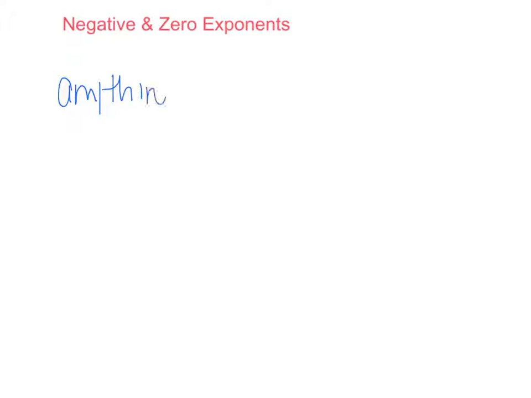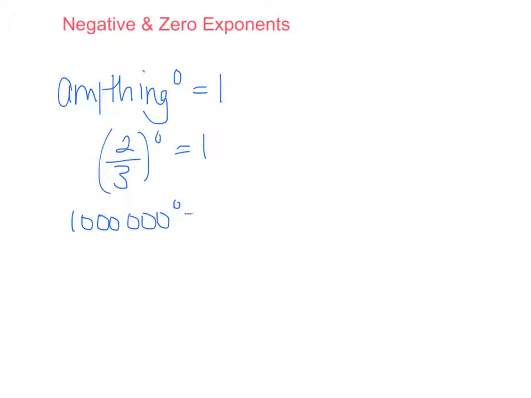Anything at all. So anything to the power of 0, whether it's a fraction, whether it's a really large number, whether it's a negative number, as long as it's in brackets, that whole thing to the power of 0 is equal to 1. Where people get stumped a little bit is if there are no brackets, for example, negative 4 to the power of 0.